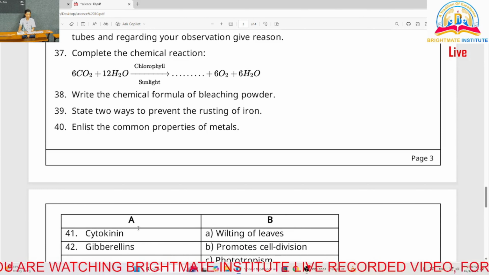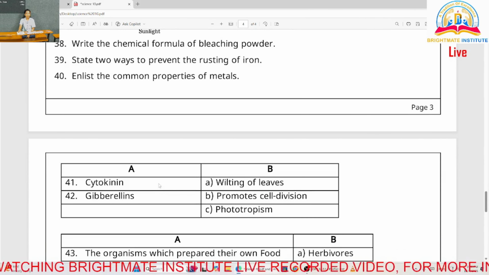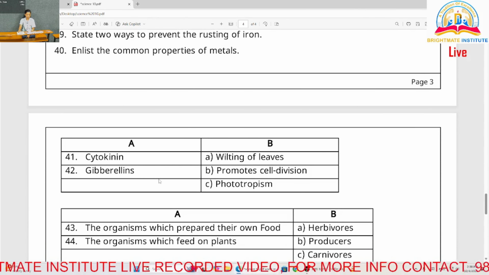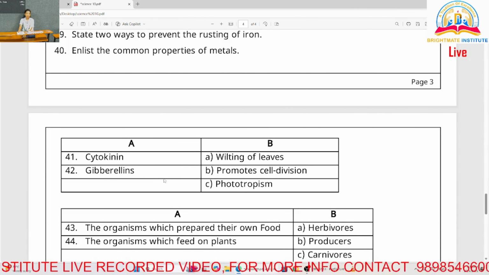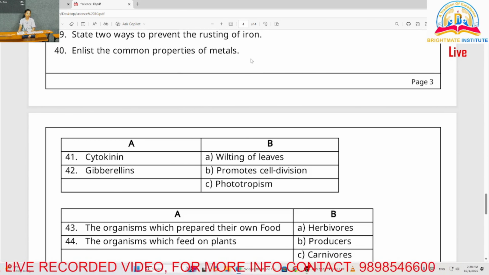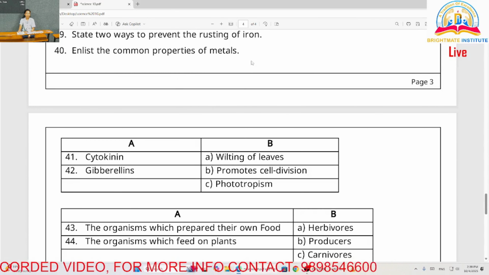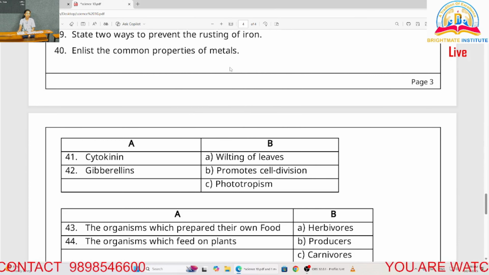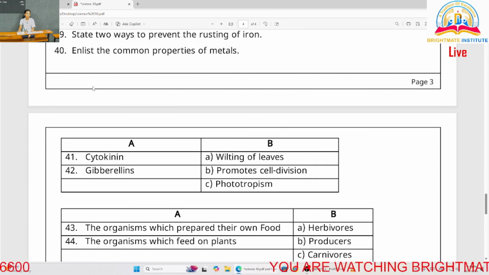Now enlist the common properties of metals. So what are the common properties of metals? They are lustrous, hard. So all the physical properties of metals you can write down. They are sonorous, lustrous, then they are ductile, that it can be drawn into wire, then it is malleable, it can be converted into thin sheets like aluminium foil. So aluminium metal has been beaten into thin sheets. So these are the common properties, and they are good conductors of electricity. So you can write it down.